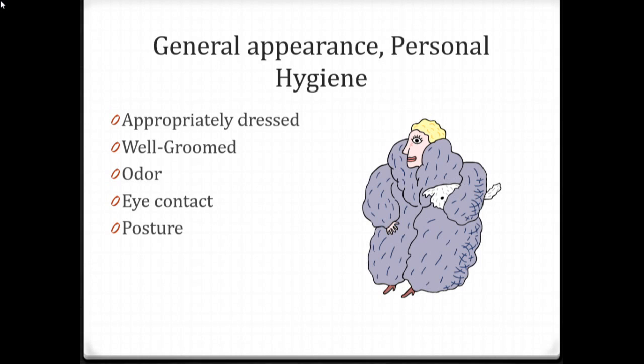Okay, neurologic system. When we're assessing somebody's neurologic system, we're going to start out just like any other assessment. We're going to just, by looking at them, ask what their general appearance looks like. Are they appropriately dressed? Are they well groomed? Is there an odor that you notice? Do they make eye contact with you? What does their posture look like? We talked about posture a few minutes ago. So what does that posture look like?